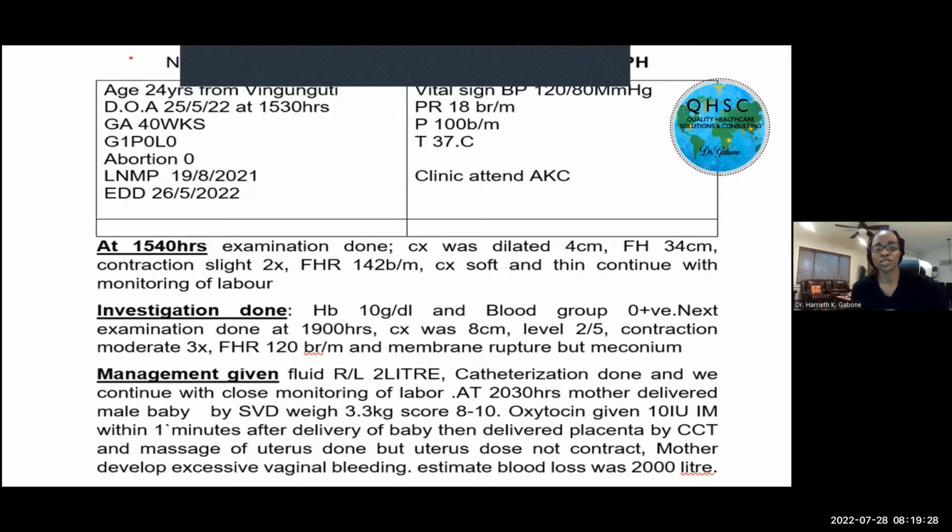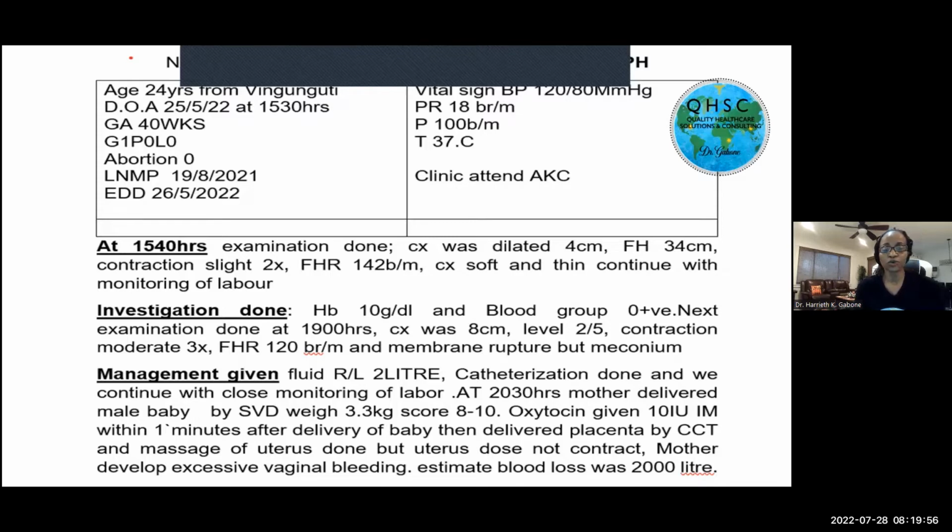She was 40 weeks, G1 P0, no abortion. Last menstrual period was 19/8/21, and then the EDD was 26 of May. So vital signs on admission were 120/80, heart rate was 100, respiration was 18, and the temperature was 37 Celsius. And she attended, I think, antenatal clinic.